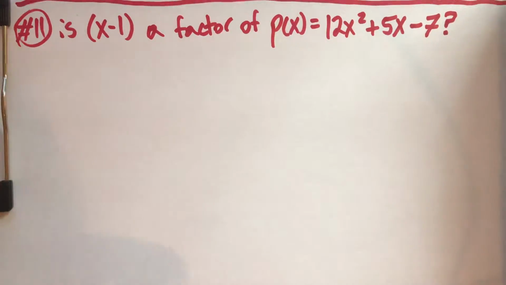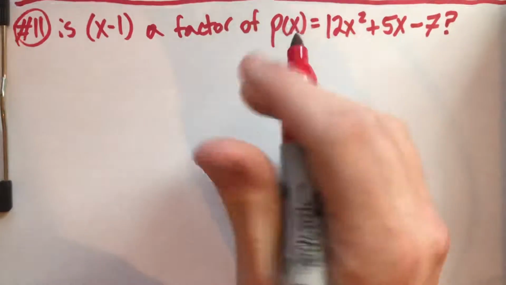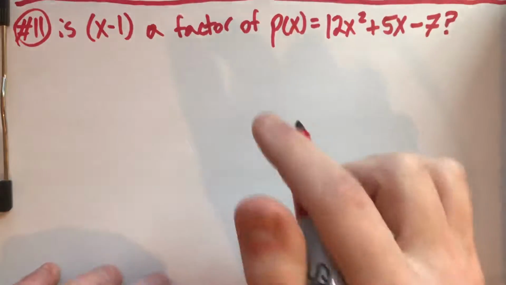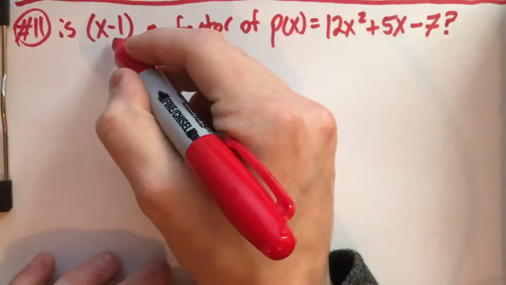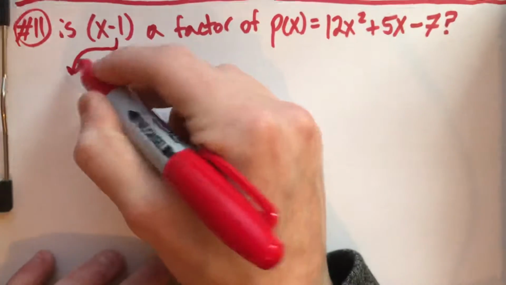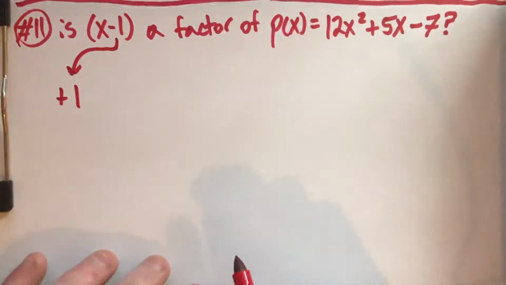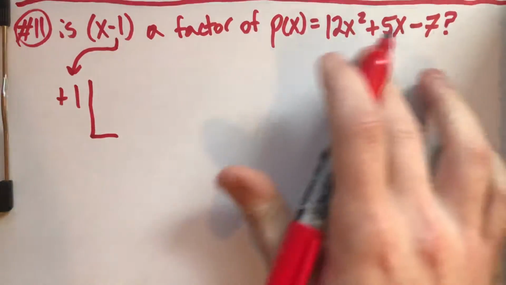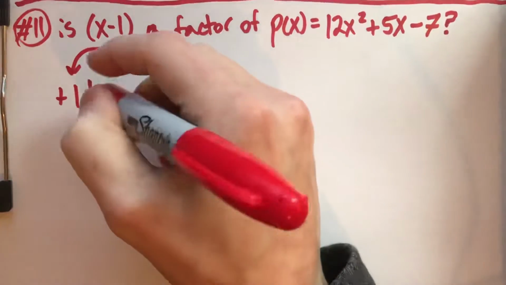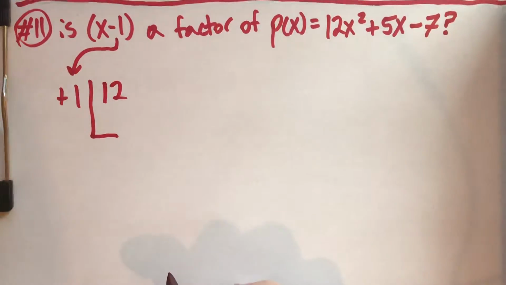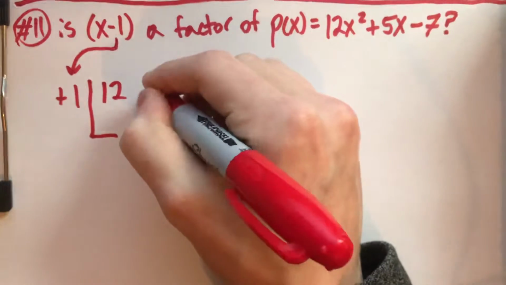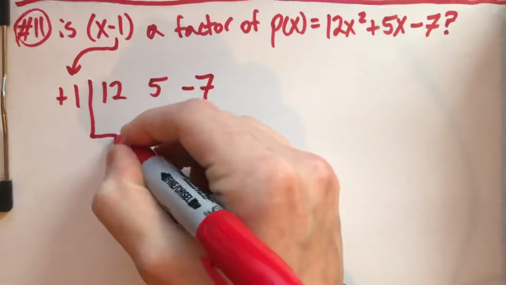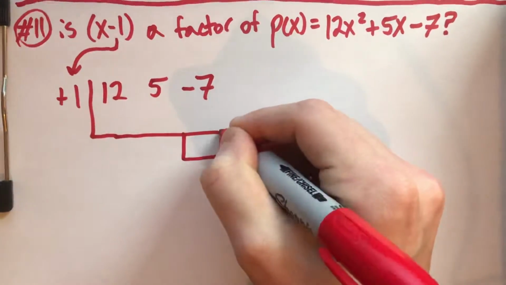Things are a little bit out of order from how I usually write them. I usually would write p of x divided by x minus 1, but it's fine written like this. First step is still the same. We're going to take my division term, that negative 1, change that to a positive 1 when I start building my box. And then I look for the coefficients of p of x to write up here. So we have 12x squared, a coefficient of 12, plus 5x, a coefficient of 5, and then negative 7 in the ones place. So we'll just put a negative 7 here, finish drawing my box, and the place for the remainder.